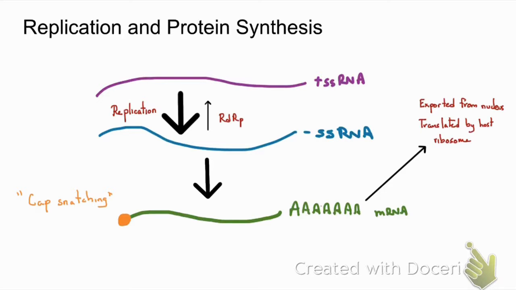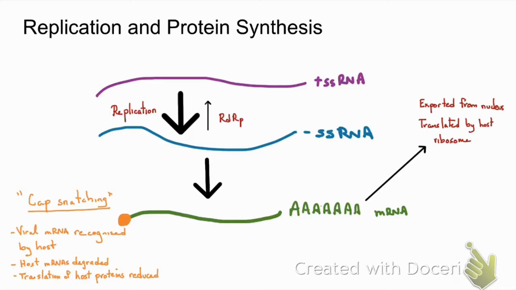Now, there are a couple of things that really do come from this cap snatching beyond just making the mature viral mRNA. First, it allows for that viral mRNA to be recognized by the host. Secondly, the host mRNA in response to losing that cap will actually be degraded. This provides nucleotides to drive the synthesis of viral mRNAs. And finally, because the host mRNAs are being degraded, it'll actually reduce the translation of those host proteins. That makes more ribosomes accessible to synthesize viral proteins.